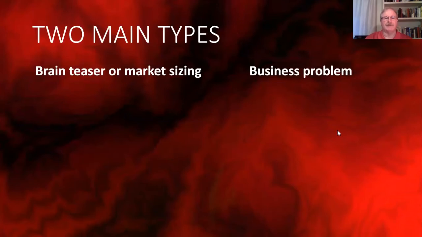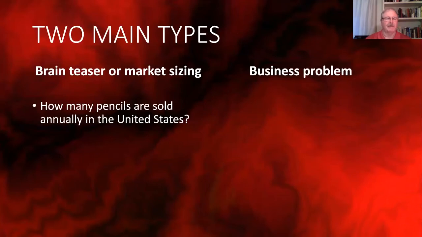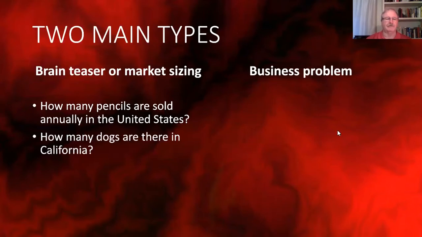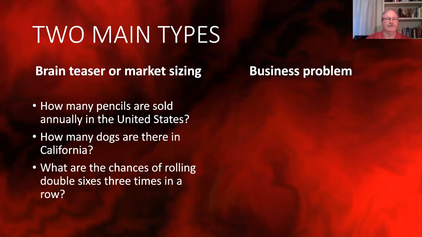There are two main types of questions that they're going to present you with: brain teaser or market sizing, and business problem. A brain teaser would be something like this: how many pencils are sold annually in the United States? How many dogs are there in California? What are the chances of rolling double sixes 3 times in a row?